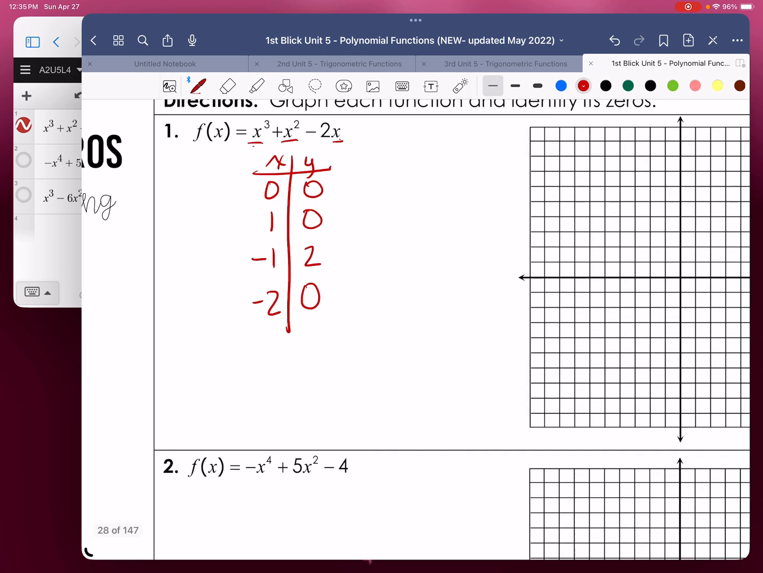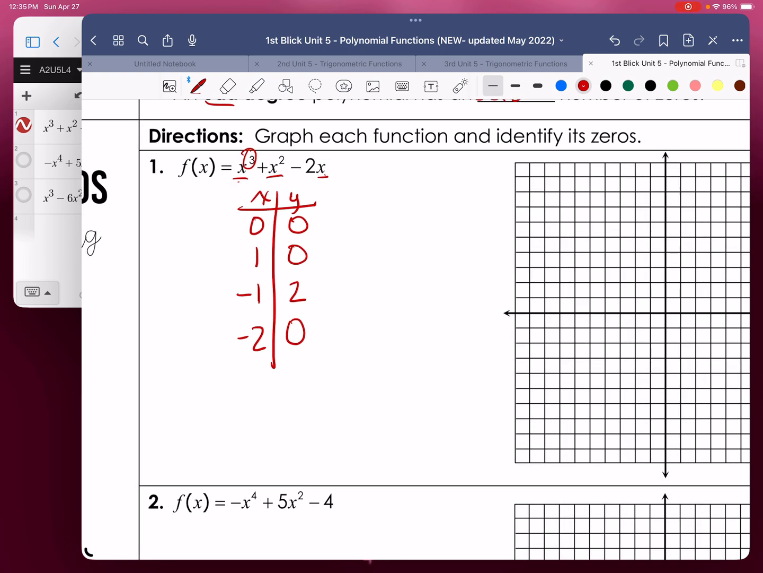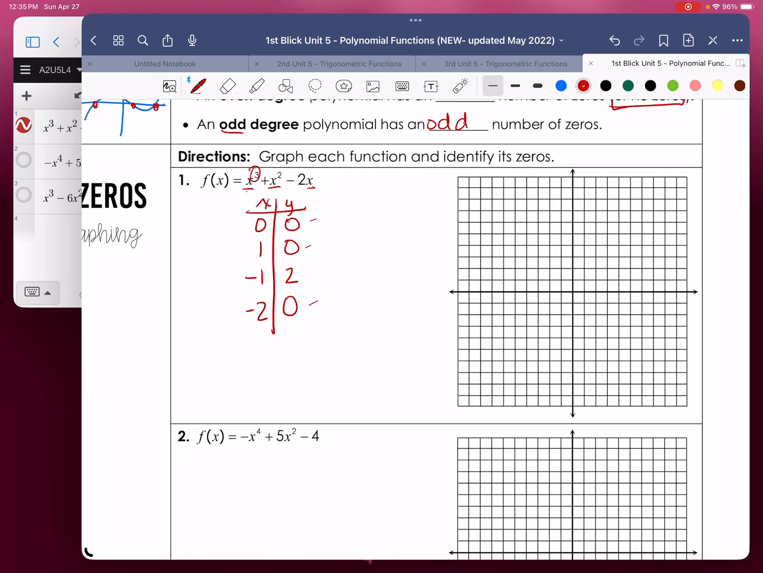Okay, so look at your exponent here. This is your degree, and what do you see about your zeros? Okay, so let's graph this. I'm going to have a point at 0, 0. I'm going to have a point at 1, 0. I'm going to have a point at -1, 2. And then I'm going to have a point at -2, 0.